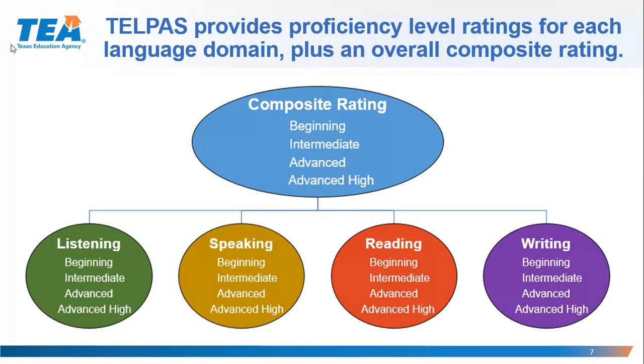The TELPAS encompasses four domains: listening, speaking, reading, and writing, at four different levels: beginning, intermediate, advanced, and advanced high. Now, these four domains compile the composite rating, and each of them is accountable for 25% of the grade for the TELPAS score.